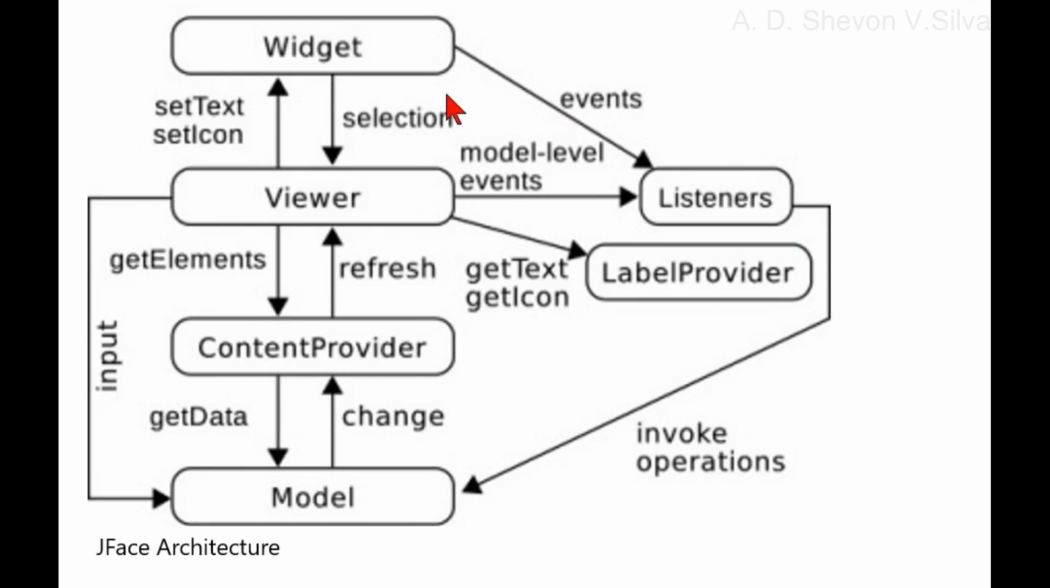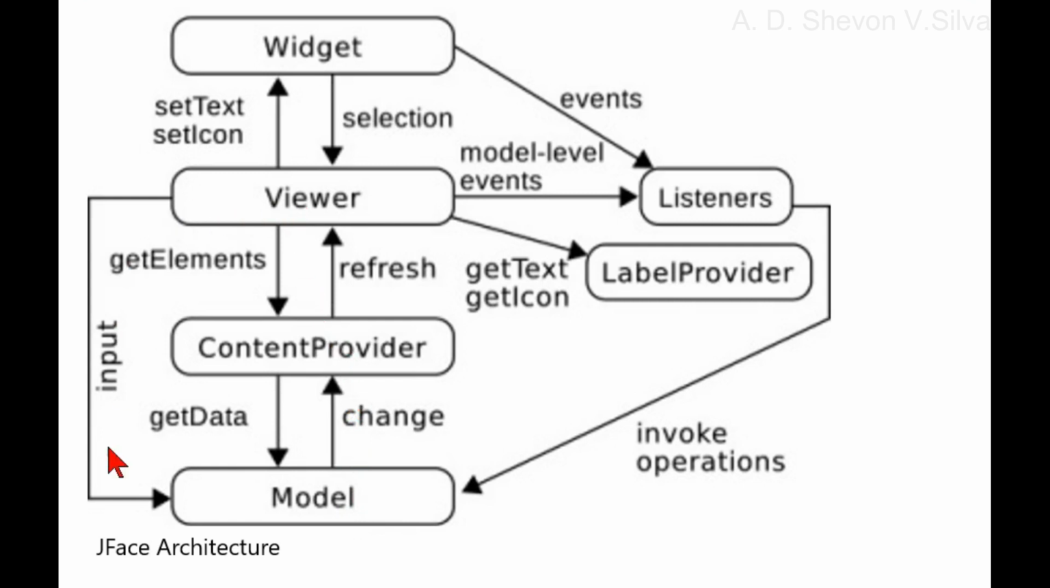Here you can see how widgets interact with the viewer. Set icon and set text are passed from viewer to widgets, and selection is passed from widget to viewer. Viewer interacts with content provider. Get elements are passed from viewer to content provider, and refresh is passed from content provider to viewer. Content provider interacts with model. Get data is passed from content provider to model, and change is passed from model to content provider.